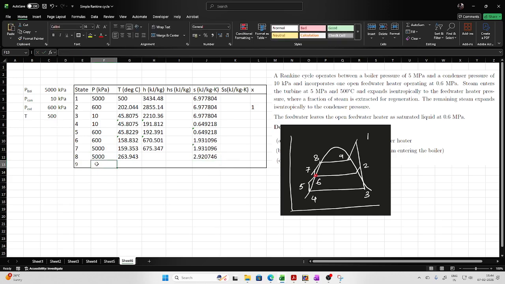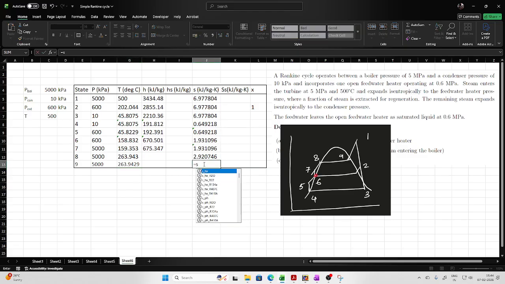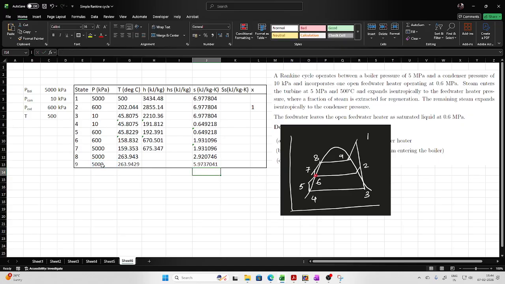Now comes point number 9. So point number 9 has the same pressure as that of the boiler, and the temperature will again be the saturation temperature corresponding to boiler pressure. And then comes entropy. Previously it was saturated liquid, but right now it will be saturated vapor. So this is the pressure, and that's it. So now you have every point. Now what is required? We have to find out so many things.